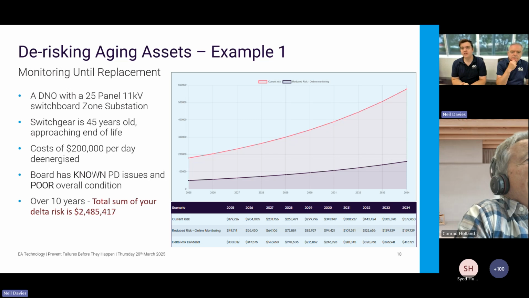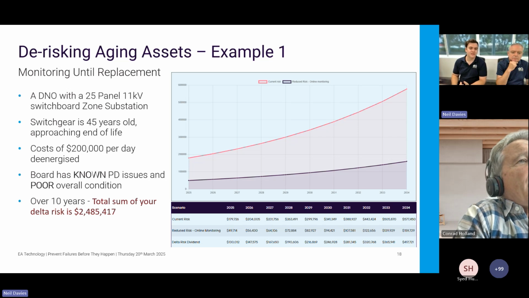This particular one that I've modelled is in a DNO in Australia, and they're looking at around $200,000 per day costs for de-energisation. This one has known PD issues, and overall they'd think it's in quite a poor condition. So in year one, you're looking at around $100,000 to $200,000 worth of risk that board carries. In year one alone, by installing the monitor, you can decrease that down to around the $50,000 mark, and you're nearly reducing the risk of that board by $100,000.